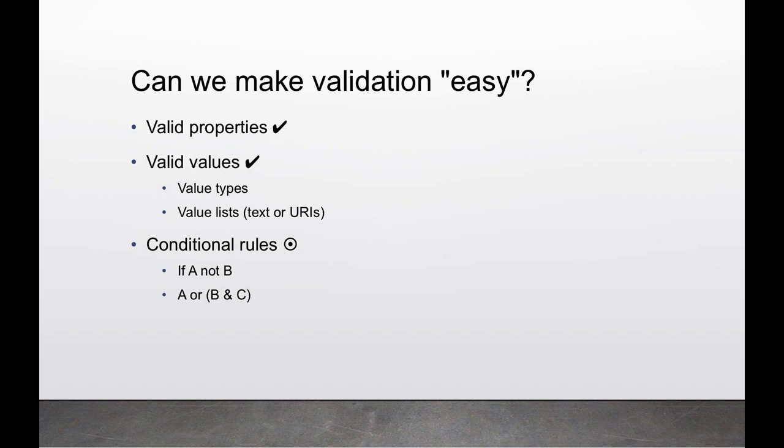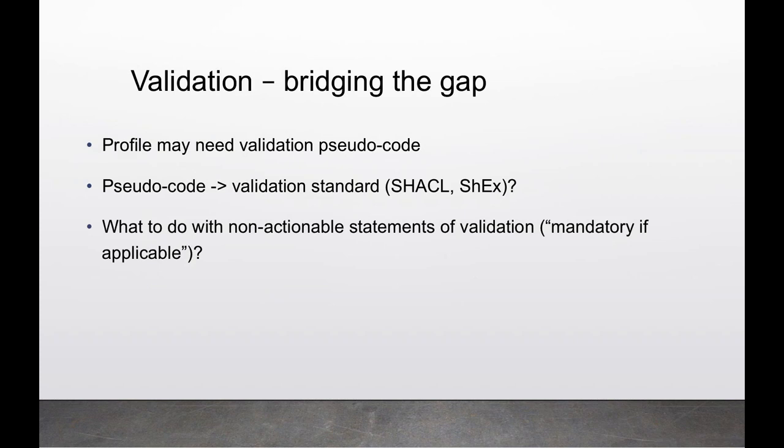But it isn't quite so likely that we'll be able to come up with a simple way to handle what we call the conditional rules. These are the ones where if you have A, then you can't have B, or if you have A, you have to have B and C. These don't fit very well into a kind of spreadsheet mentality, because they have relationships between things. So we're trying to think of whether there might be a way to have some kind of validation pseudocode that could be included, even simpler than the simple Schex pseudocode or Schex code, that could then be turned into one of the validation standards. And then the big question is, what do you do with the non-actionable statements, such as mandatory if applicable?